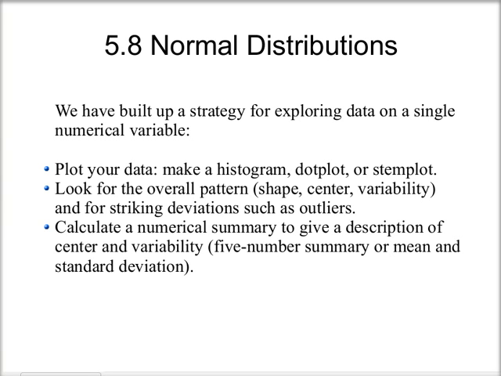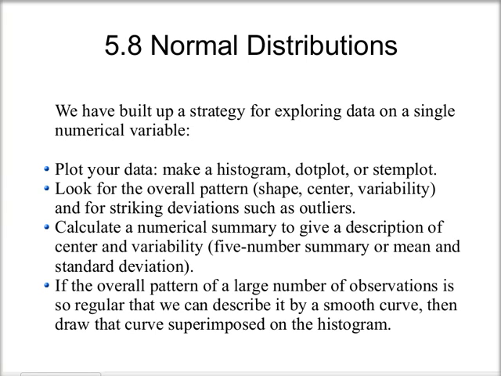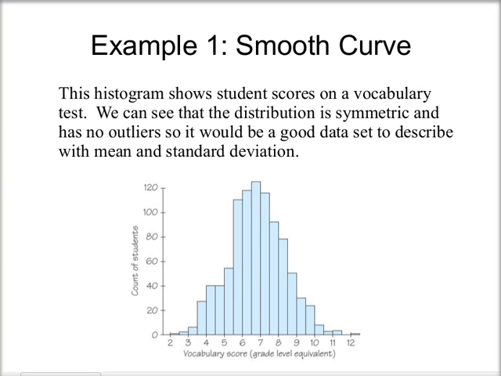So we've done that. We can add one more step to exploring data. If we have a pattern of a large number of observations that is so regular that we can describe it by a smooth curve, then we can draw that curve superimposed on the histogram. And we'll look at doing that in this section. So first, here's an example of a smooth curve.